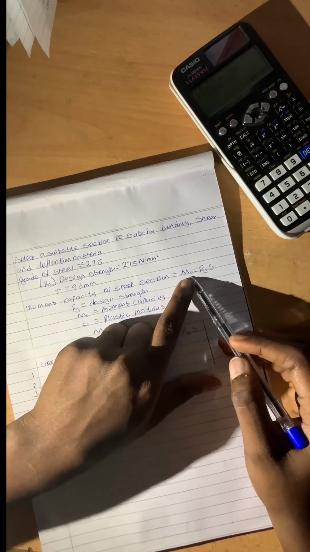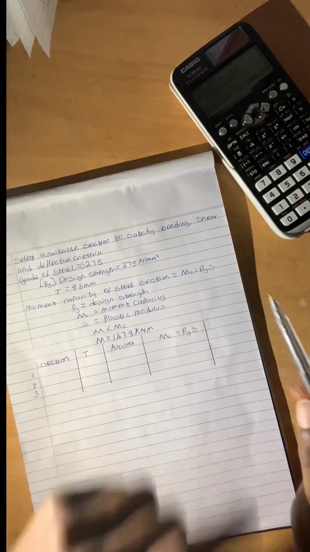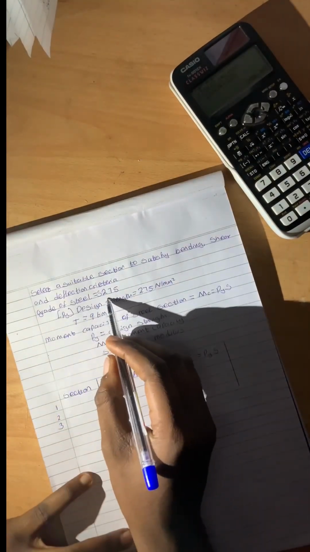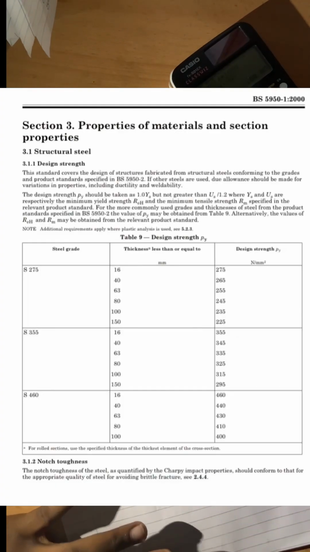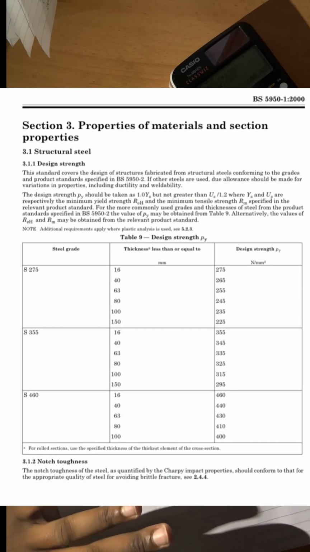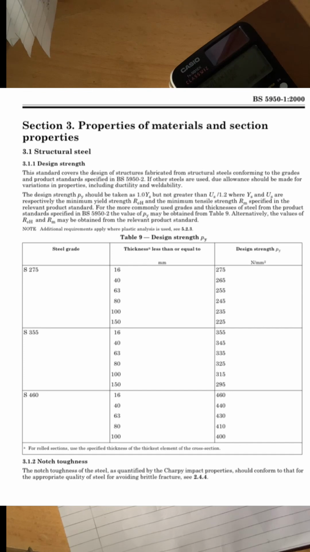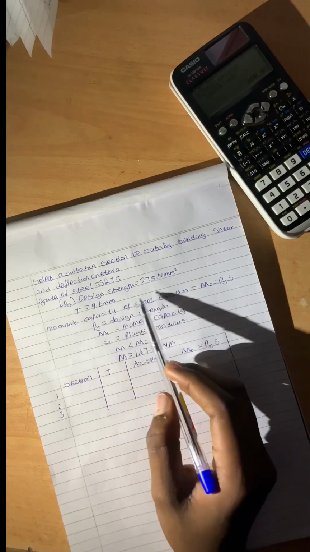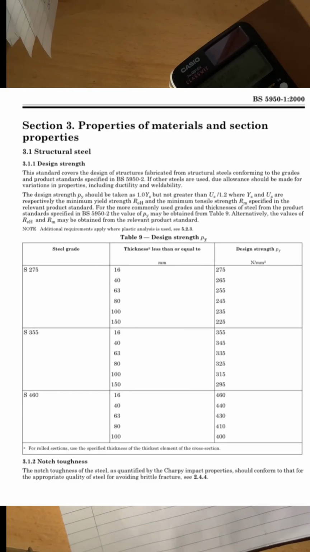Moment capacity, Mc, is equal to our design strength times our plastic modulus. Where do we get our design strength from? Now, they said the grade of steel we should use is S275. If you go to BS 5950, page 25, you will see a table. This table here, as seen on the screen, shows grade of steel S275, and they said the thickness is 9.6 mm. You can see that the thickness here is ranging from 16 to 150, so anything less than 16 is where you will find your 9.6 mm.